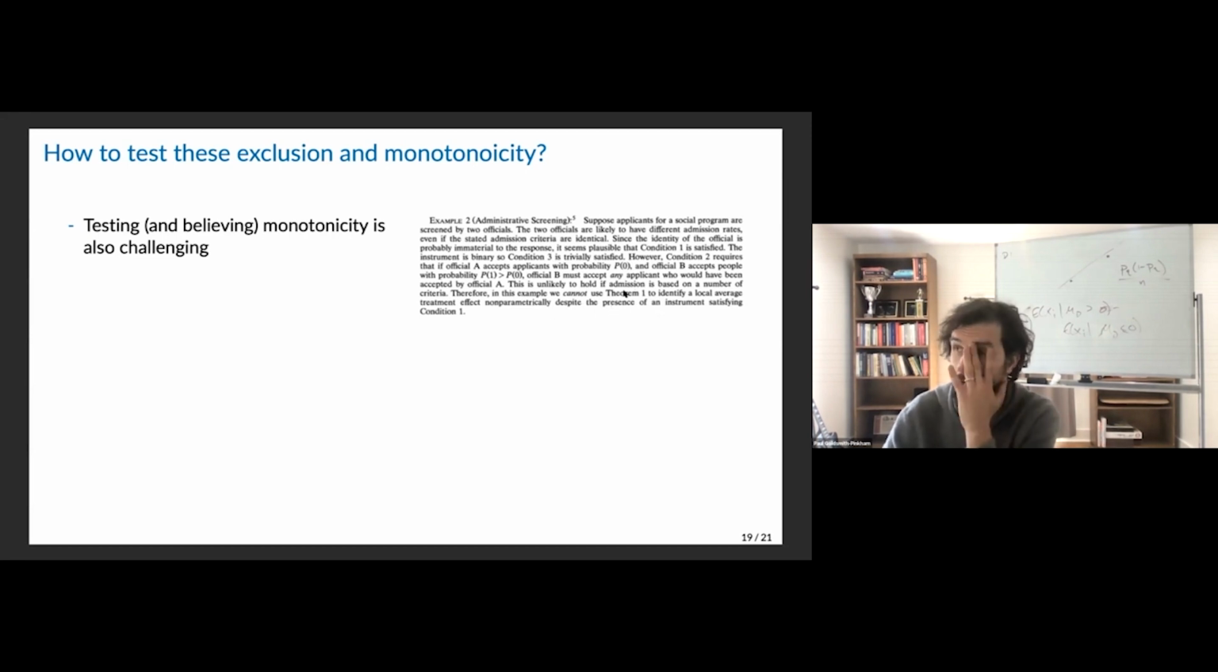This just has to do with propensity score support. Condition 2 requires that if official A accepts applicants with probability P, then official B must accept any applicant who would have been accepted by official A. That's monotonicity. This ordering has to hold irrespective of the person. And it's not likely to hold if it's based on a number of criteria. So their argument is that monotonicity as we define it here is going to be challenging in this setting. Basically, this is really tough.